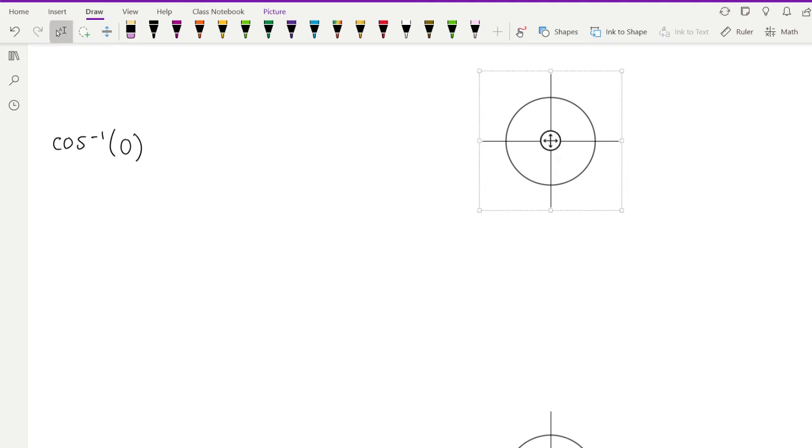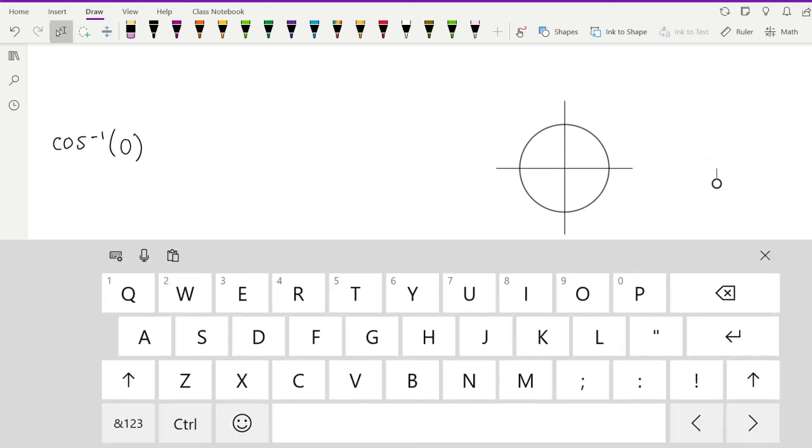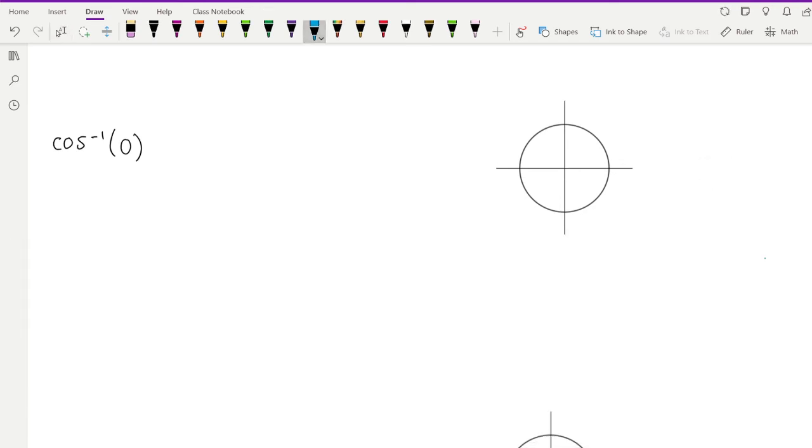Okay, so next up we have inverse cosine of 0. So this is asking us to find an angle. Specifically, we want to find an angle that is between 0 and pi, right? So we're always looking for angles in here. And we want to find an angle such that cosine of that angle is 0. And so what does it mean for cosine of an angle to be 0? That means that the x-coordinate should be 0. So what is an angle between 0 and pi such that cosine of that angle is 0?